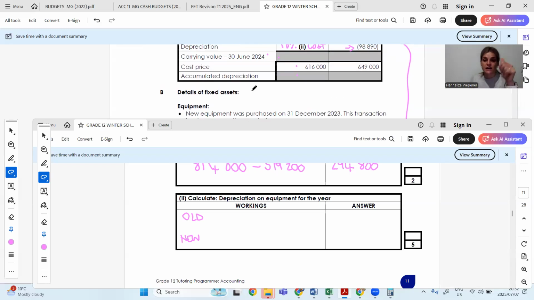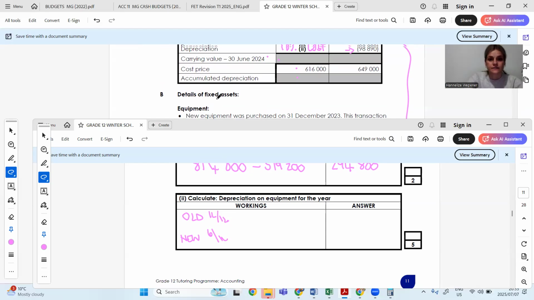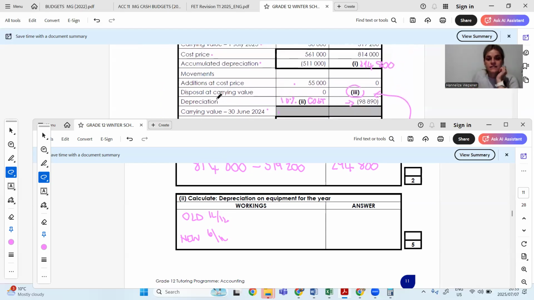So I had for Jan, Feb, March, April, May, June, so for 6 months. So for 6 out of the 12 months, 6 over 12, whereas my old ones I had for the full financial year. Okay, right, so let's go. The cost price of my old ones was 561,000. And depreciation is calculated at 10% on the cost.